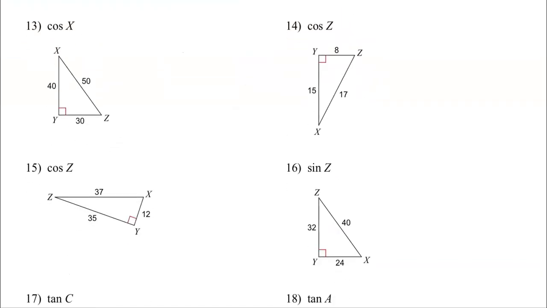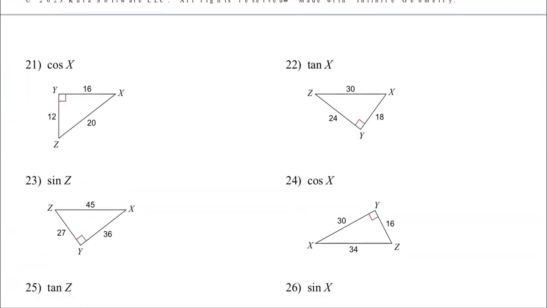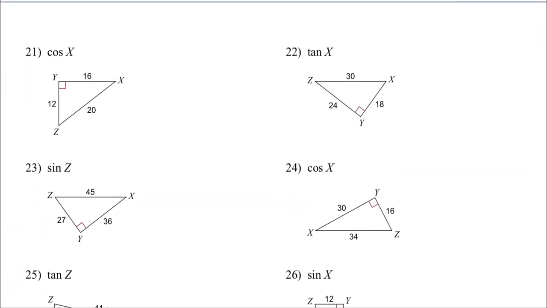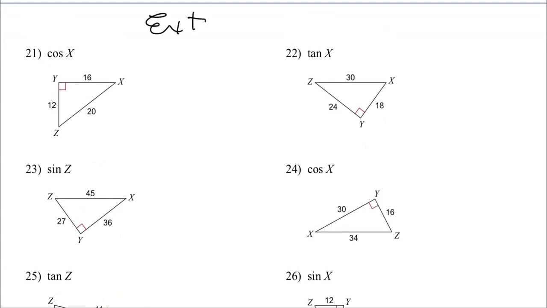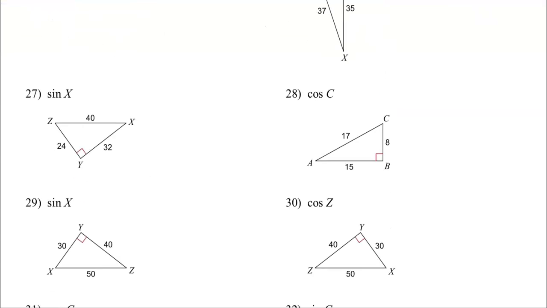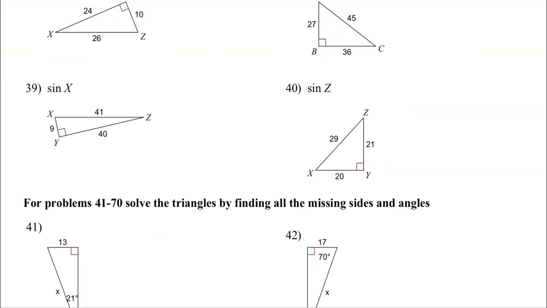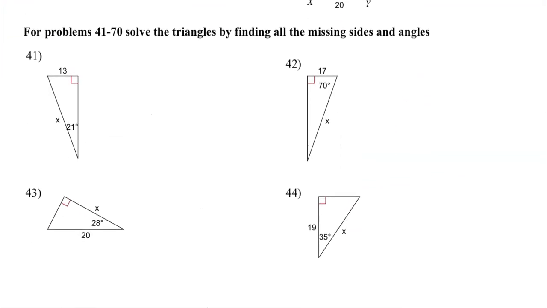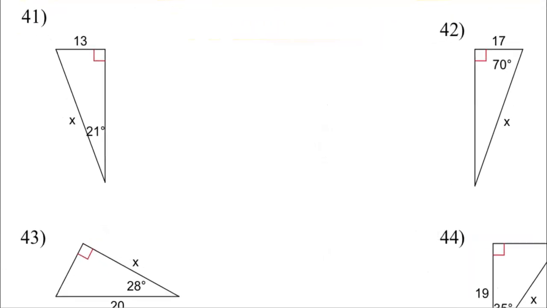Okay, so you're going to do this on your own. And then these are extra if needed, and that's 21 to 40. Okay, so then, continuing on. When I get down here to 41, we have to do some of these as well, because this is a different problem type. I'm going to find all the missing sides and angles.